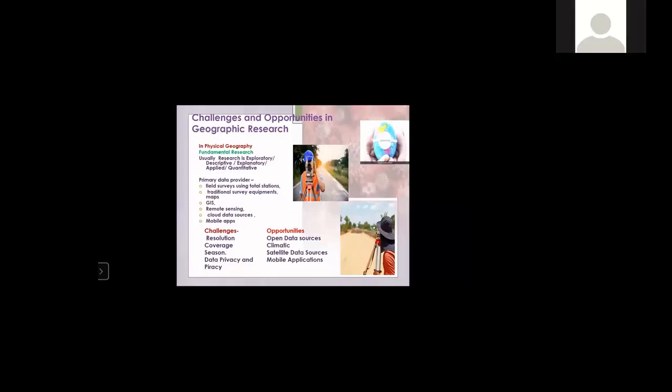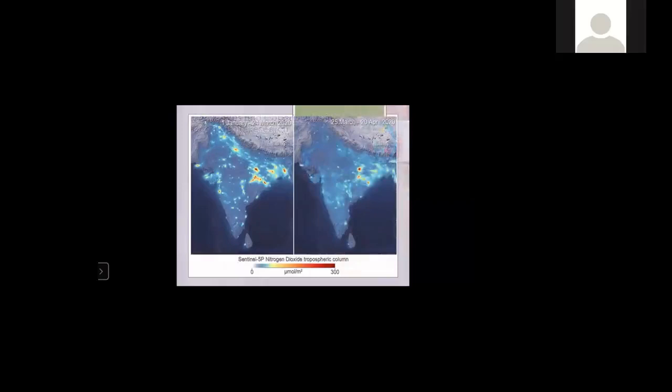So now the opportunities. These are the challenges which I have mentioned. Now you have opportunities. You have n number of data sources. It is not the era in which we used to do research. Now you have data sources available. This is something which is available from Sentinel, and I hope many of you are aware that you can download any imagery according to your needs from Sentinel of the European Space Agency. This is a recent Sentinel 5P imagery, which is taken during the pre-lockdown period, and the post and during the lockdown.